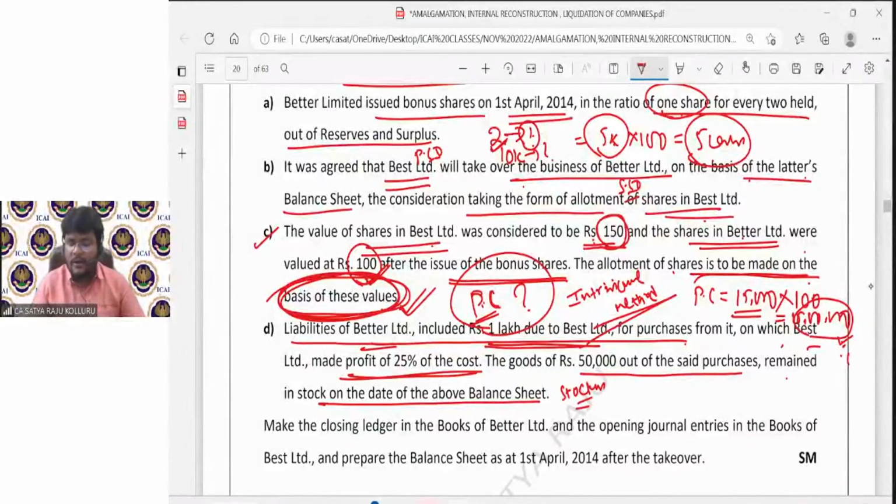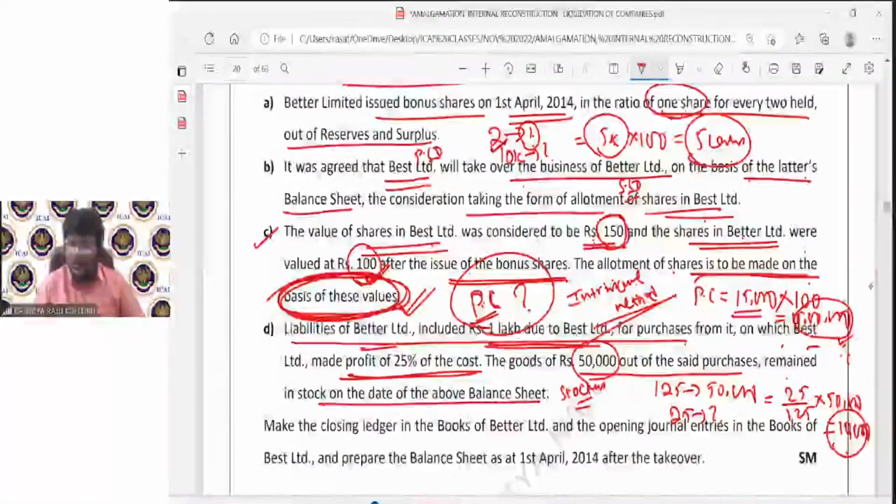Now let me know, what is the stock reserve, all of you? Sir, made profit of 25% of the cost means this 50,000 is representing 125. 125 is equal to 50,000, out of which 25 is how much? That equals 25 by 125 into 50,000, that equals 10,000, which will be the stock reserve. Super. Now what is required?